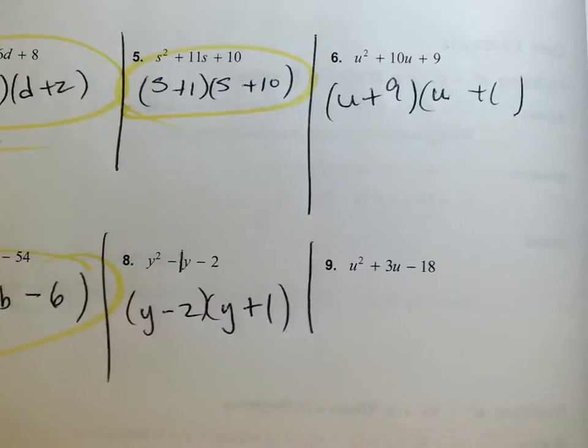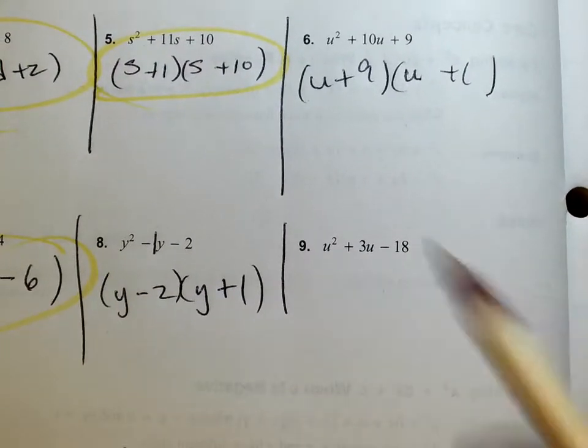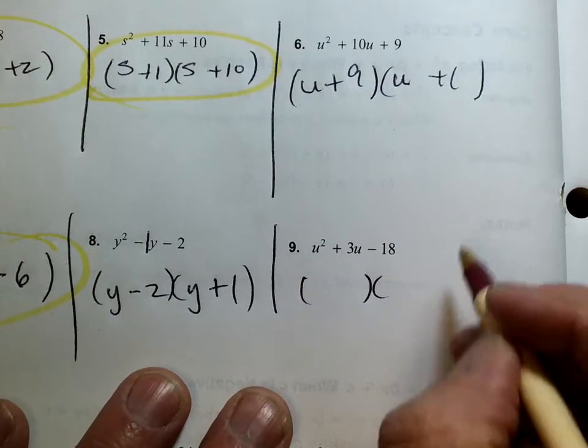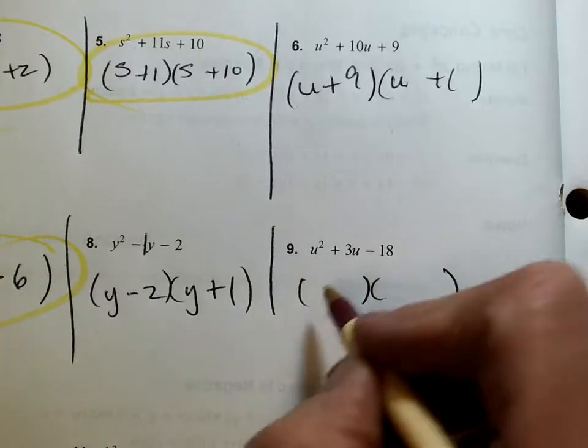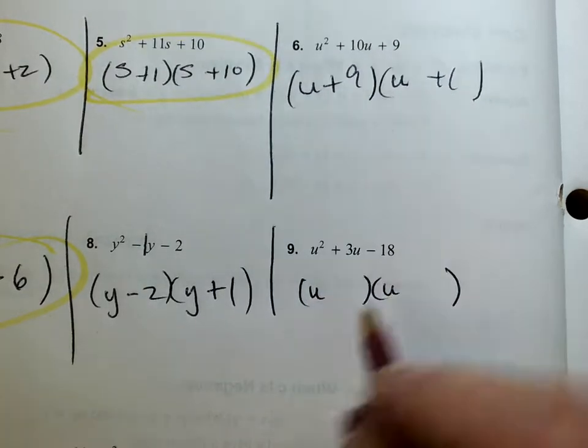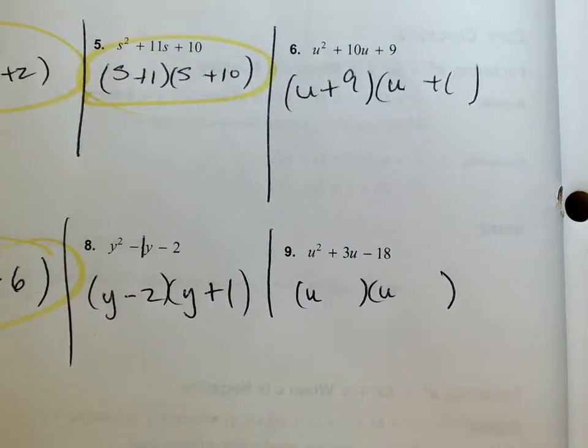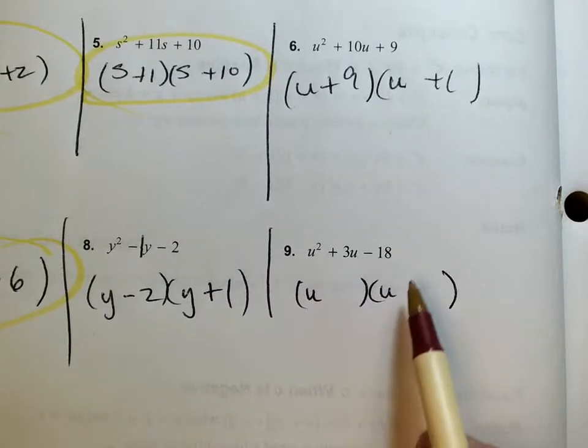Number 9. Okay, we're going to go parentheses, parentheses, parentheses, parentheses, right? It's got to be U and U, because U times U makes U squared.